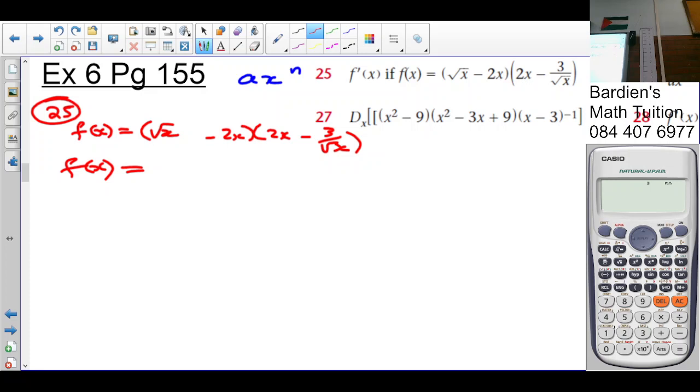So we need to get rid of the brackets first. So that's going to give us 2x root x. Root x times negative 3 over x, it will give you negative 3. 2x times negative 2x is negative 4x squared. Negative 2x times negative 3 over x is going to be positive 6x over root x. Or I could have written it as 6 root x. Okay? Yes?